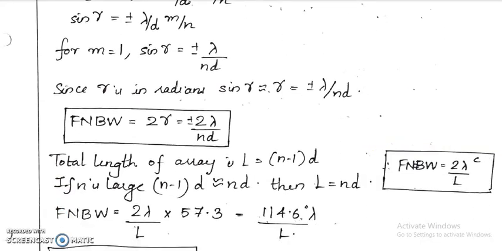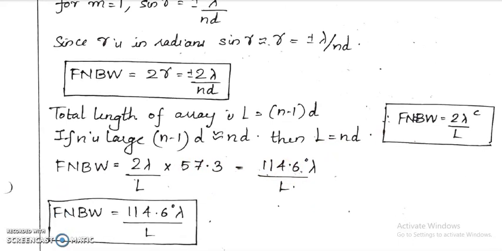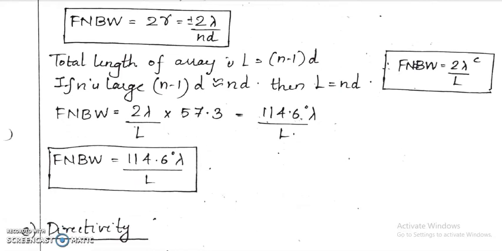Then we know that the total length L is equal to n minus 1 into d. If n is very much larger, n minus 1 into d can be approximated as nd. So L is equal to n into d, and the first null beamwidth becomes 2 lambda by L. Instead of nd you substitute L, and we can convert it into degrees by multiplying with 57.3. You will get 114.6 degrees into lambda by L. That is the first null beamwidth.